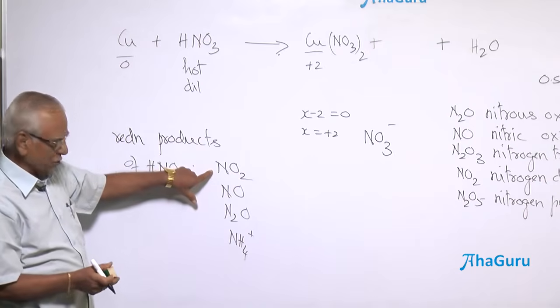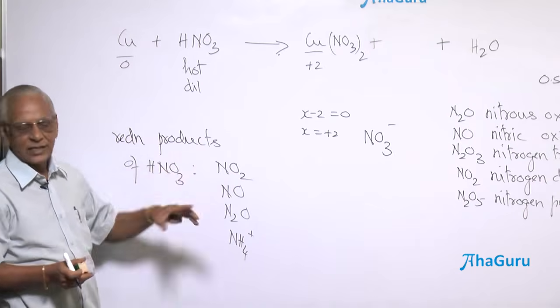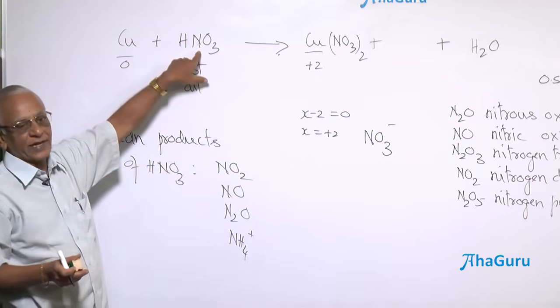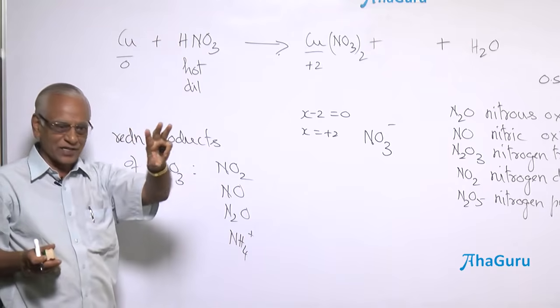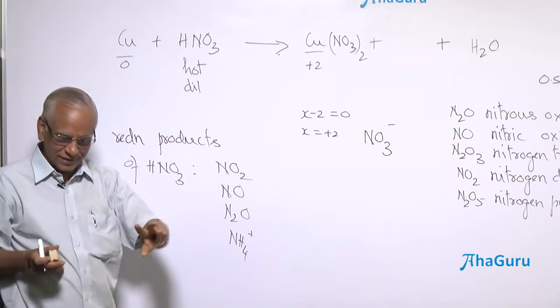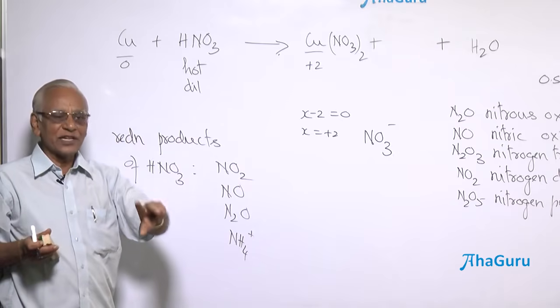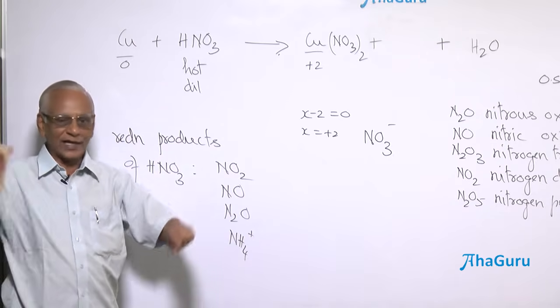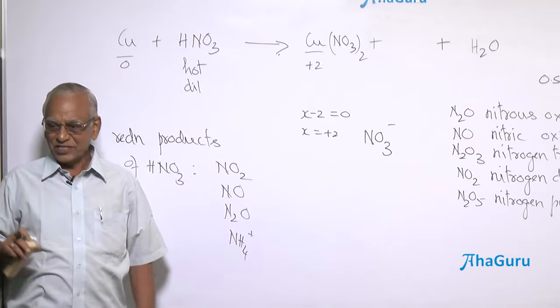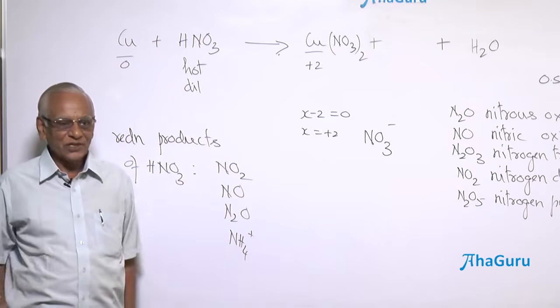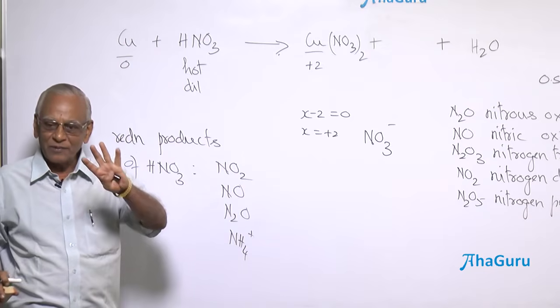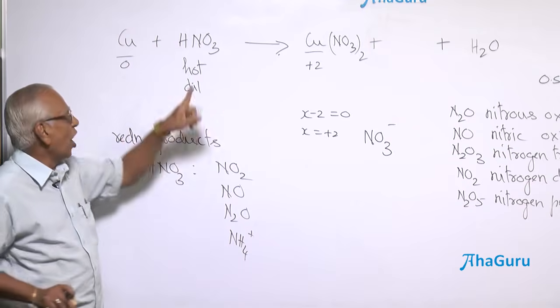Now, under what condition you are going to get NO2, I shall tell you. That depends on the concentration of nitric acid. There are two things: concentrated nitric acid and dilute nitric acid. And the temperature is also important. One is going to be cold, the other one is going to be hot. So, if you mix these two, I am going to get four permutation combinations, isn't it?